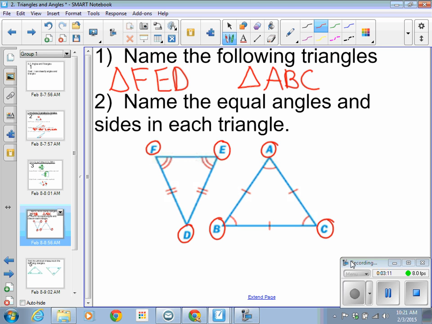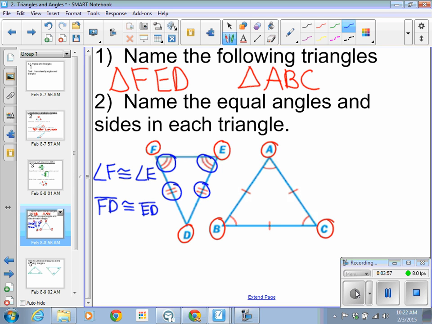So we're here now. We're going to name the equal angles and sides in each triangle. So we start with triangle FED. And we notice that angle F and angle E have the same tick marks indicated there. So we're going to say that angle F is congruent to angle E. Also note the tick marks are labeled here and here as well. Those two sides are equal. So we're going to say that segment FD is congruent to segment ED.